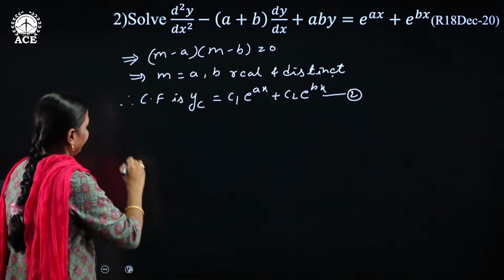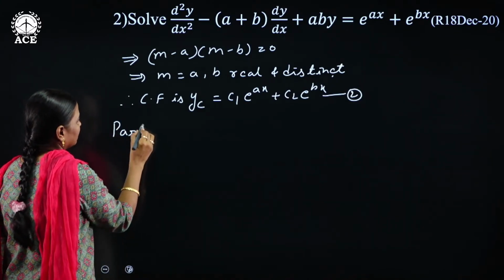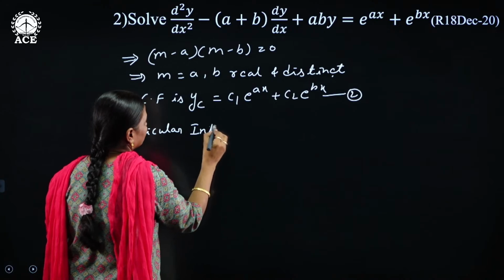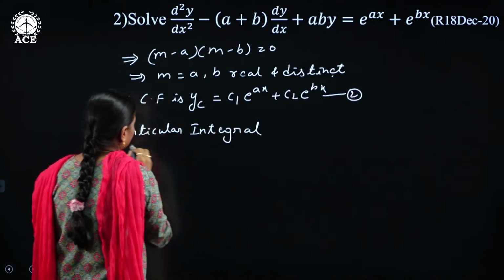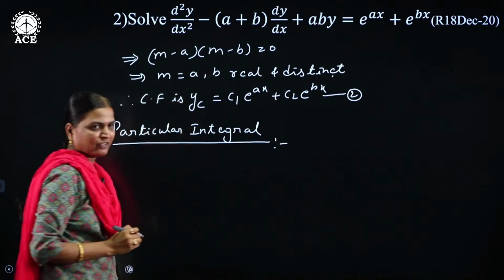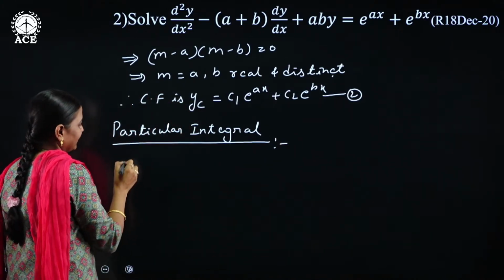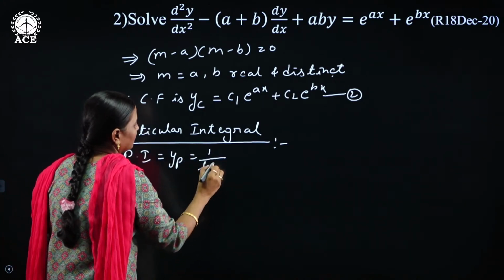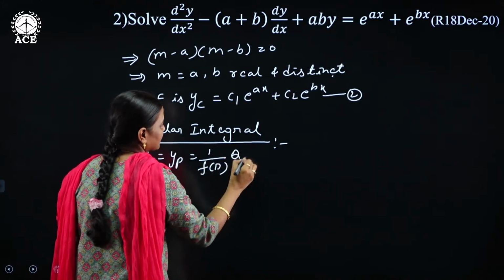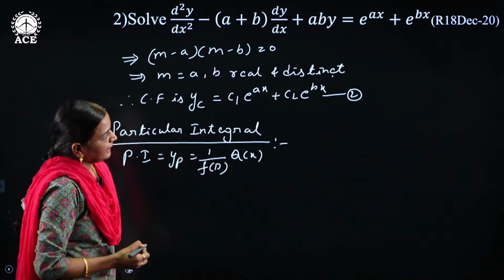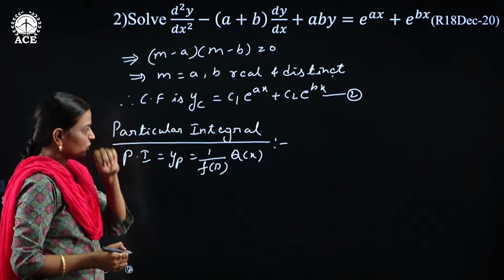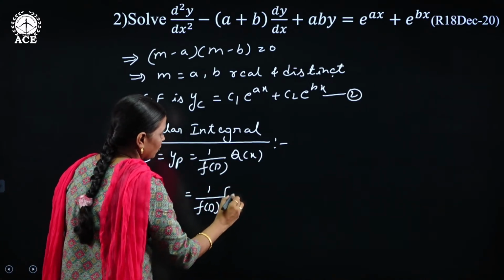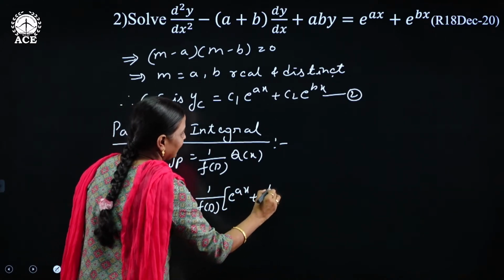What about the next part? The next one is the particular integral. Yes, what is a particular integral? First, what is the definition of particular integral? From the definition, particular integral is yp is equal to 1 by f of d into q of x. Now here q of x is e power ax plus e power bx. That means q of x contains two terms. First write the q of x: e power ax plus e power bx.